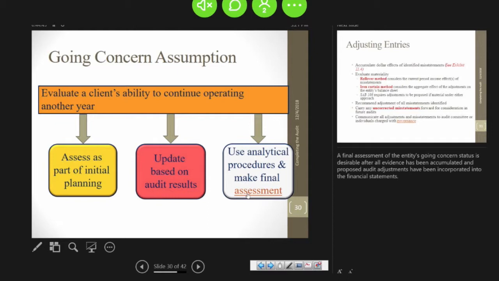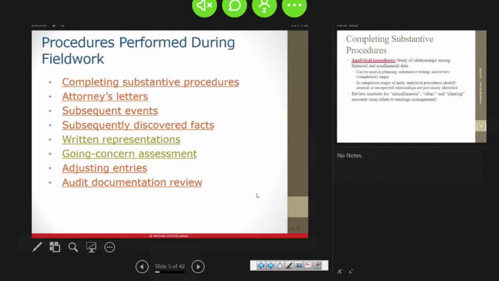And usually, if there are some going concern issues, clients will probably, because they're trying to present a picture, because they don't want to go out of business, they don't want to go bankrupt, disclose information in their footnotes to the financial statements about the status.